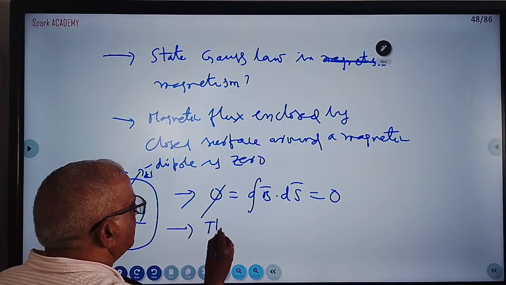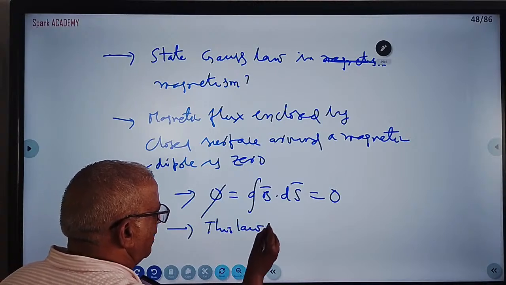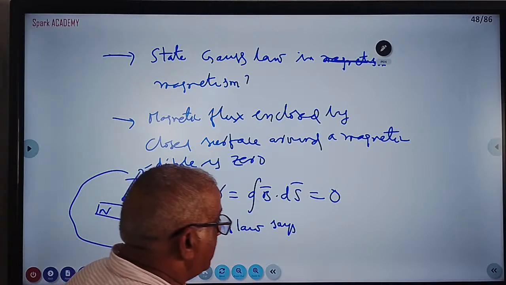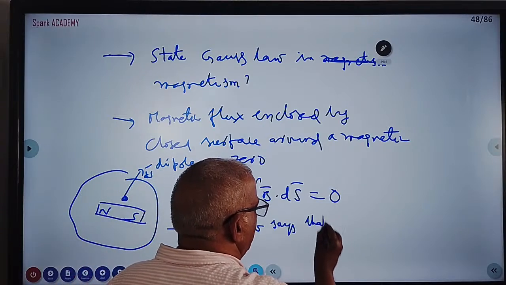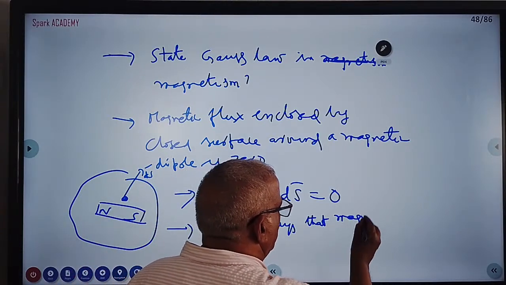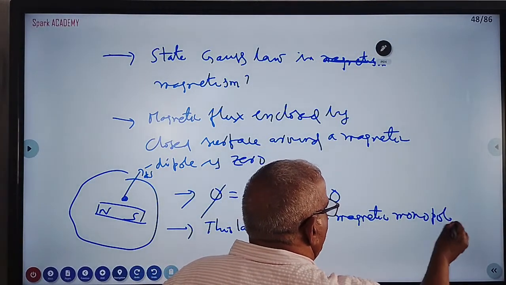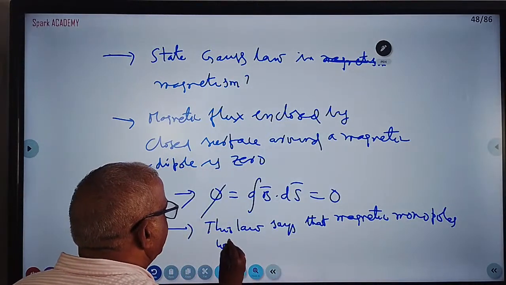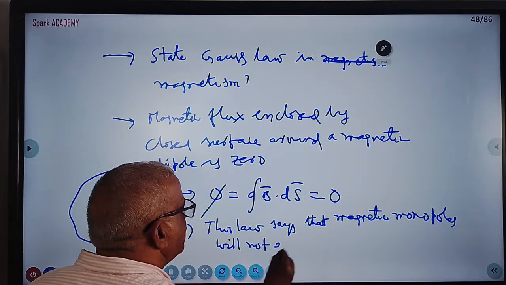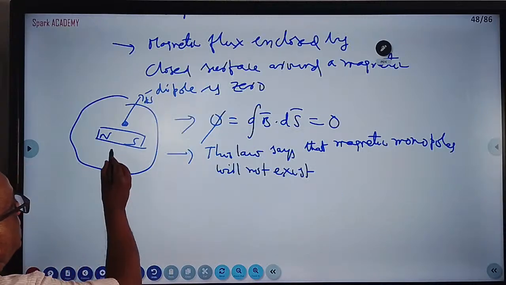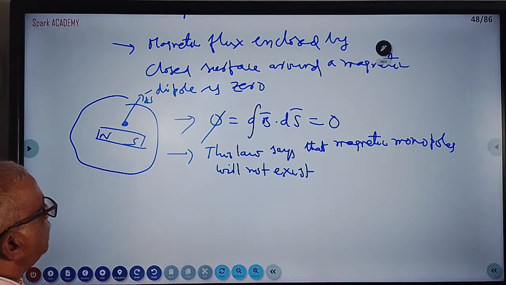This law says that magnetic monopoles will not exist. Magnetic mono means single poles. Magnetic monopoles will not exist, which means you cannot separate the south pole and north pole.